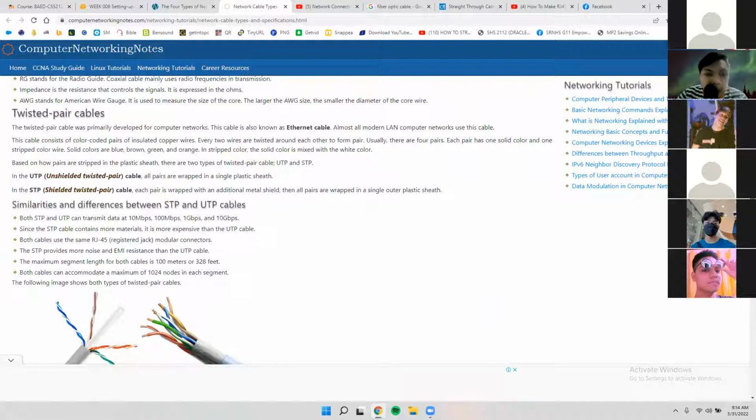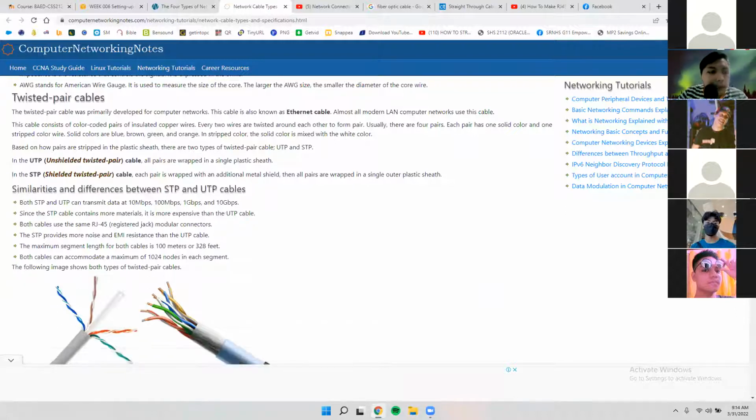Okay? So, ito naman, ulitin lang din natin yung twisted pair. This is known as Ethernet cable. This consists of color-coded pairs of insulated copper wires. So, may copper wires, tapos it covers ng colored pairs, ng color insulator. No? Mamaya malalaman nyo may mga different purpose yan. So there are 4 pairs. Each pair has one solid color and one stripe color. For example, may green at merong green-white. Okay? So solid colors are blue, brown, green, and orange. Yan yung usually na meron. Pero there are also the pair with the stripe color.